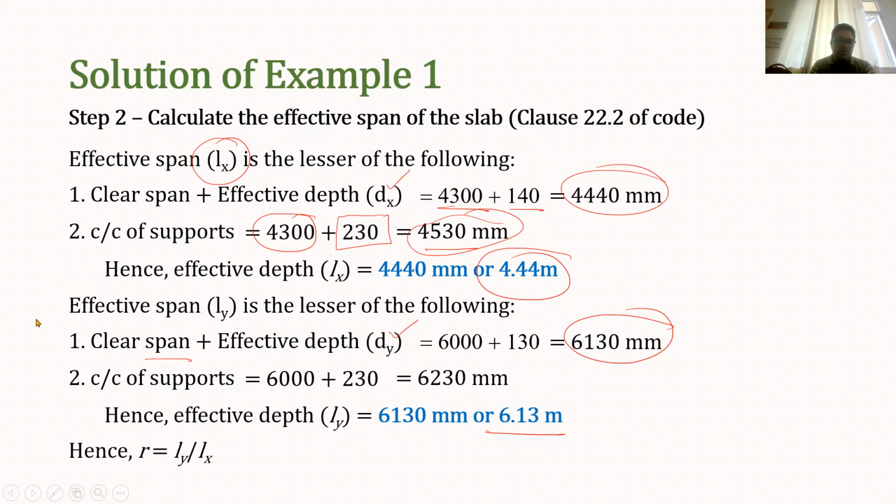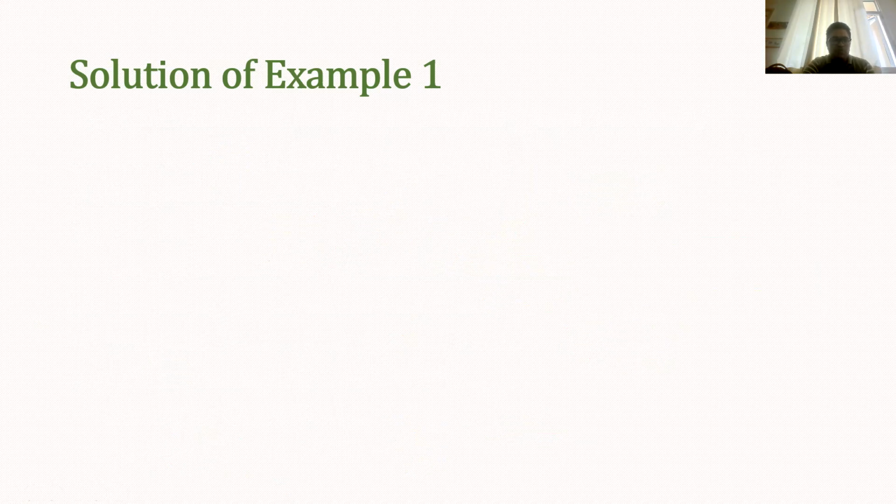And at the same time, we can find out the aspect ratio also. Aspect ratio is Ly by Lx. So putting the value, we get the aspect ratio as 1.38. This aspect ratio will be used to calculate the bending moment coefficient. So now moving to the next step.